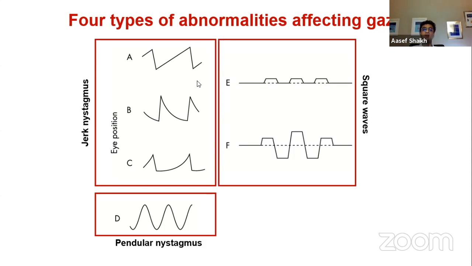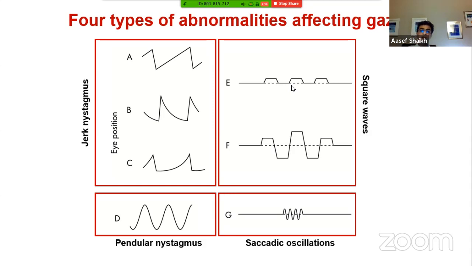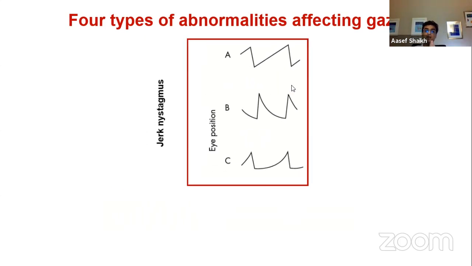Then you have square waves, which are a type of saccadic intrusion where your eyes move and then stay there, then move back, then move again and stay there and move back. There is an intersaccadic interval. As you can see, the eyes move here, stay there, then move back. These look like square waves when you plot them on a graph, and that's why they're called square waves. And then there are saccadic oscillations or flutter or opsoclonus, which are very rapid, jittery eye movements. We will talk about pendular nystagmus, saccadic oscillations, and square waves sometime in future. Today, we are going to focus on jerk nystagmus because that is the most commonly encountered deficit in gaze holding.